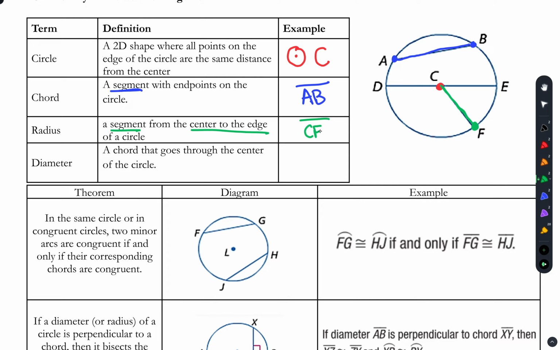And then if I put two radii, which is the plural of radius, back to back, I get a full diameter. And a diameter is technically considered a chord because it has one endpoint on one edge of the circle, one endpoint on the other edge of the circle. So we would call this diameter DE. Hopefully those terms are familiar to us. Yes, nothing crazy so far.